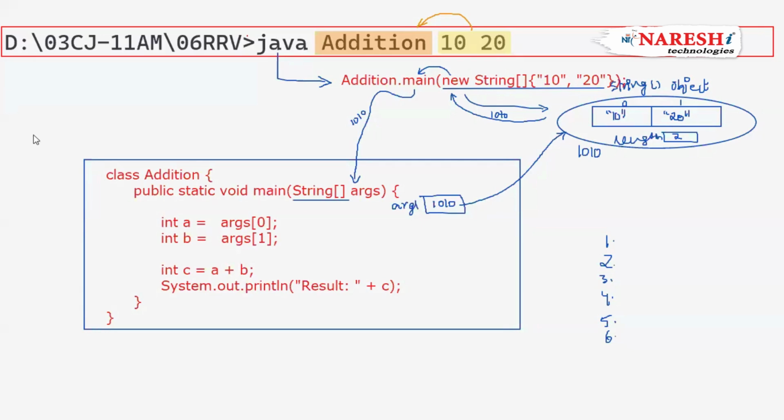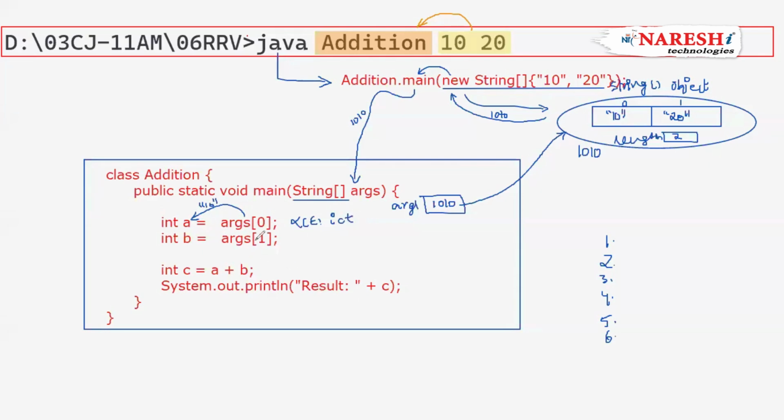Everyone comfortable? Is this compiled or not compiled? Not compiled. args of 0 returns what value? Not a; a is a variable name. args of 0, what is the value? Double quotes 10. It reads and returns double quotes 10. What type is double quotes 10? String. Can a string be stored in an int variable? No. It leads to a compile time error, incompatible types.